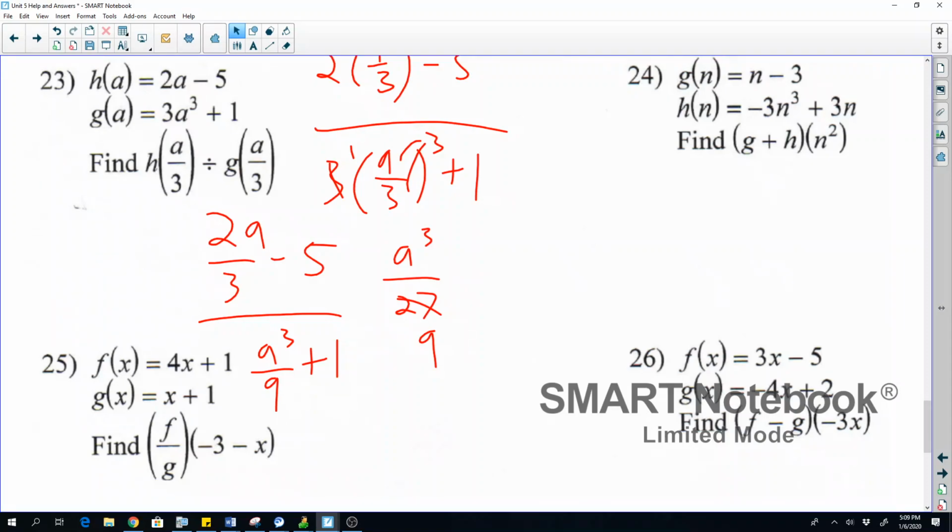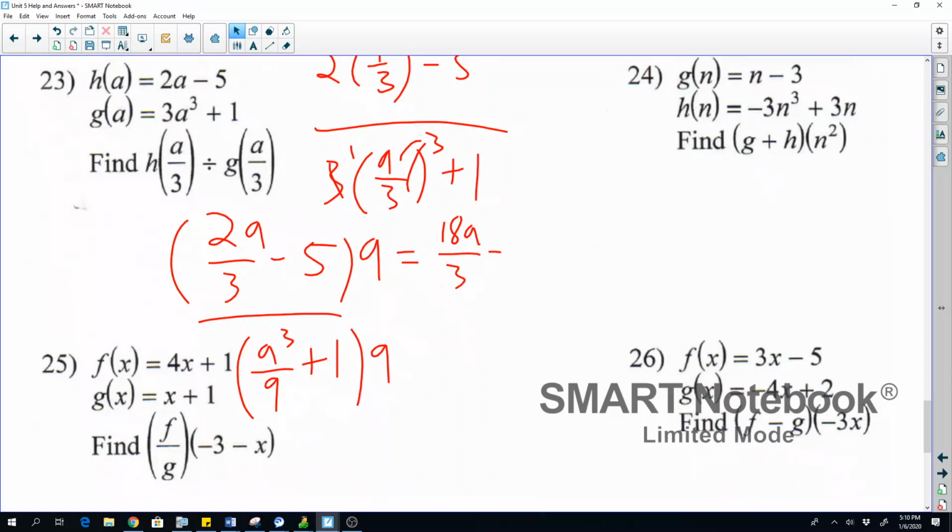Do they want us to reduce that more? Probably. So I guess we could just times by 9 all the way across to the top and bottom. That'll get rid of our fraction within a fraction, I guess. So that'll be kind of cool. So wow, this is a tough one. So then we got the 3. So that'll be 18a over 3 minus 9 times 5 is 45. Divided by, and then this times 1 is just a 9 on the outside. And then, let's see, so then our 9 will distribute there, and that'll cancel. That'll be good, just leaving us with an a cubed.